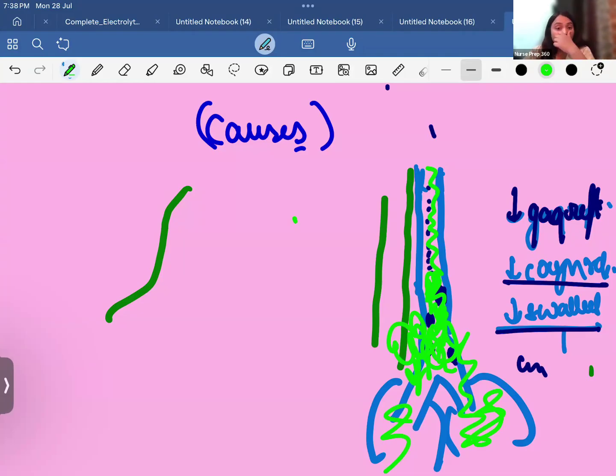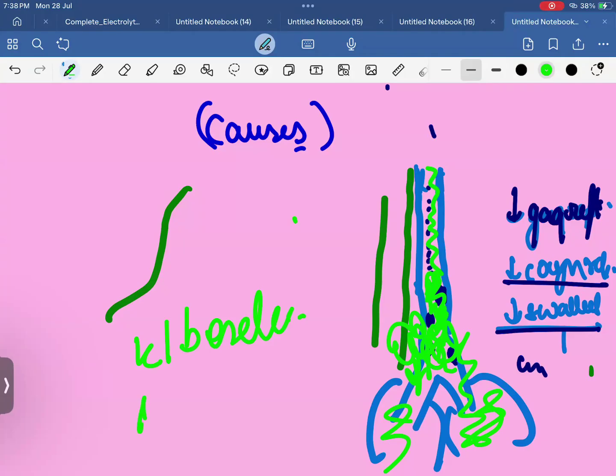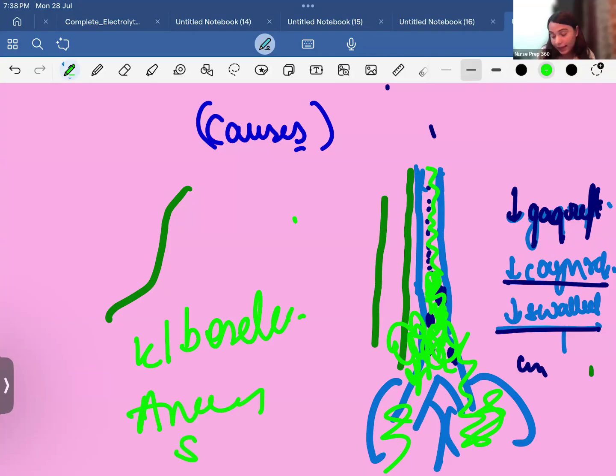The causative microorganism for aspiration pneumonia is Klebsiella. Have you ever heard of Klebsiella? A bad bacteria. Klebsiella, anaerobic bacteria, Staphylococcus aureus. These are the causative agents which grow on your food and have a happy party in your lungs, and you will get pneumonia. Understood? That is the first cause of pneumonia.